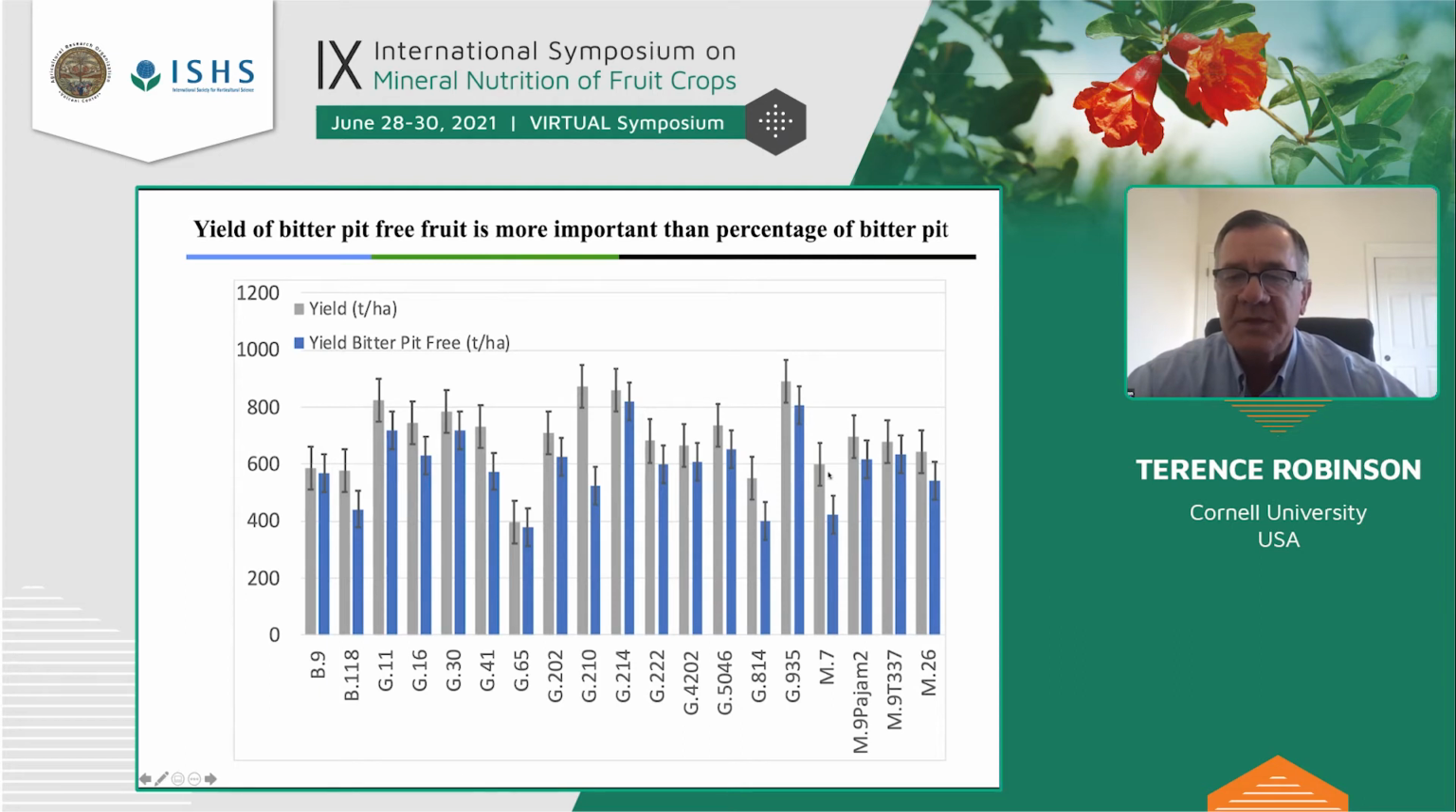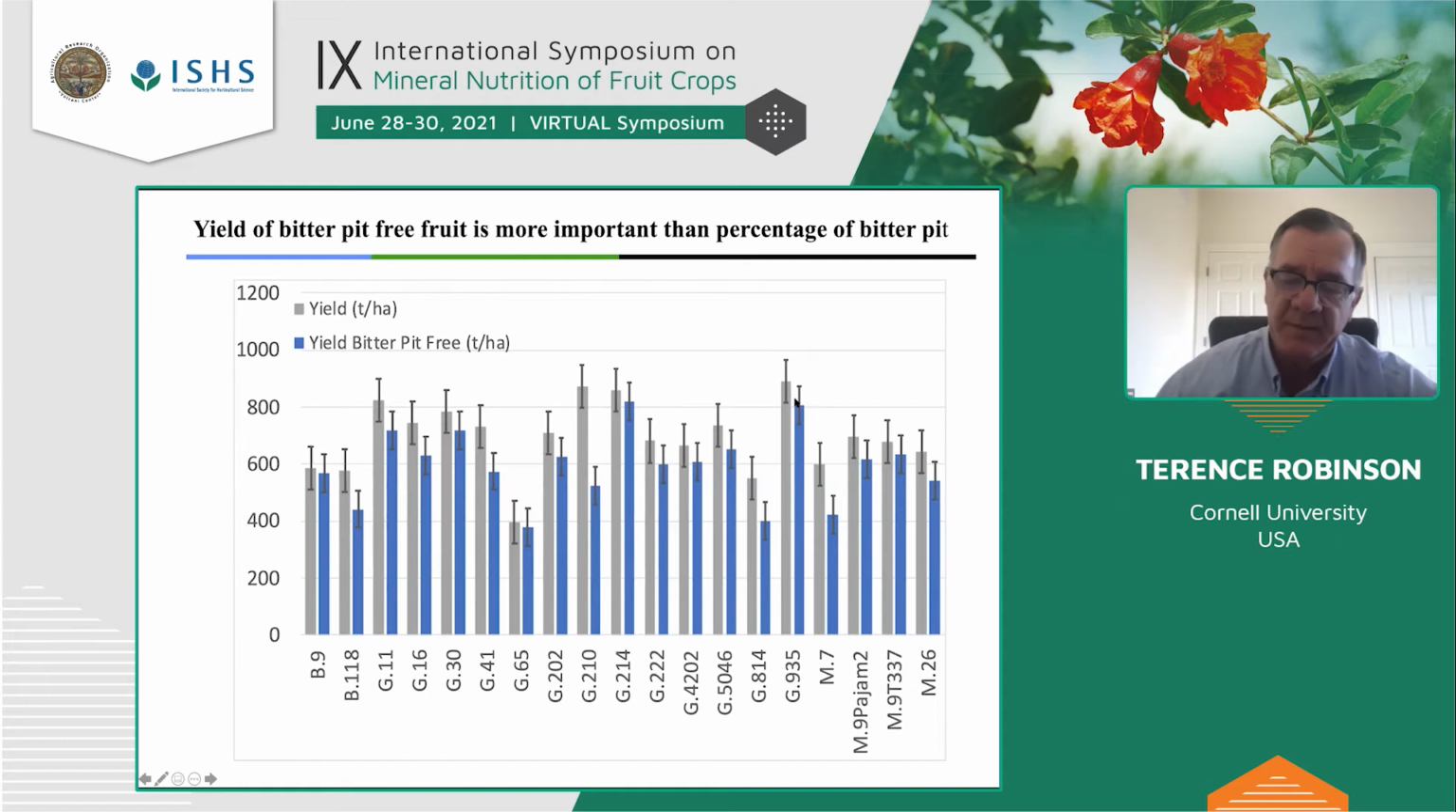Other rootstocks like M7, although they had similar yields to B9, when you removed the bitter pit fruit, the cumulative yield was significantly lower than B9, with many of the other rootstocks in between. However, some rootstocks had very high yield, like Geneva 935, with modest amounts of bitter pit, so that the bitter pit free yield was significantly greater than B9. Also, Geneva 214 didn't have quite as high a yield, although not significantly different than 935, but the bitter pit free yield was essentially the same.